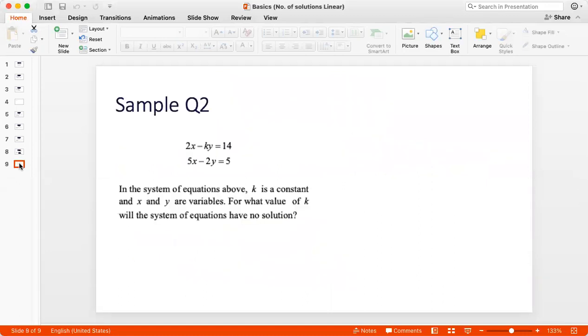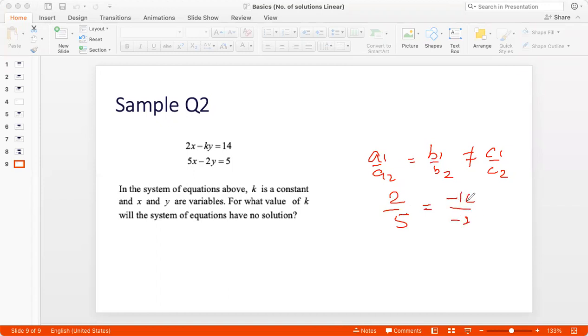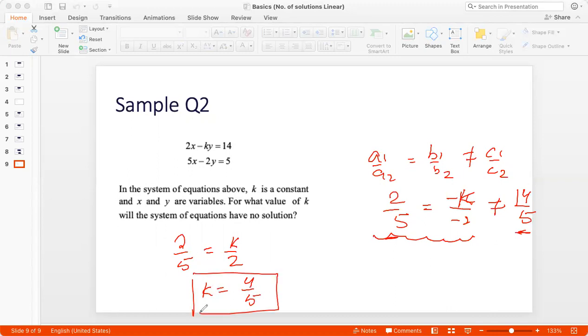So let's do a sample question. There is a system of equations here and k is a constant. x and y are variables. For what value of k will the system of equations have no solutions? So for no solution, a1 by a2 should be equal to b1 by b2, and that should not be equal to c1 by c2. So 2 by 5 should be equal to minus k by minus 2, and that should not be equal to 14 by 5. Now 2 by 5 is not equal to 14 by 5. So if I make these two equal, my system will have no solution. So 2 by 5 is equal to k by 2. So k is equal to 4 by 5.